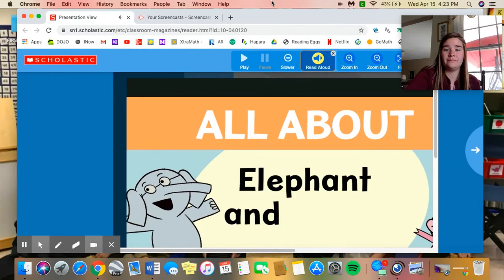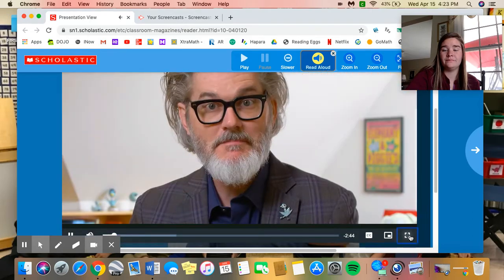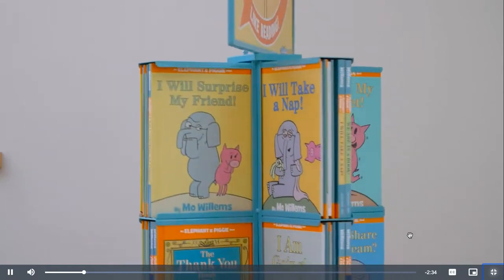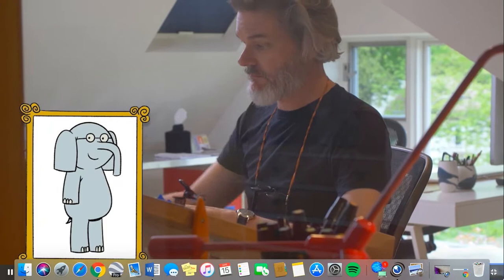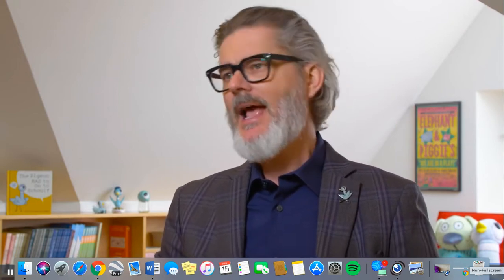All about Elephant and Piggy with Mo Willems. Hi, my name is Mo Willems, and I make books. Elephant and Piggy are the first characters that I purposely designed to be in a series. I knew I was going to make more than one Elephant and Piggy book, and so that meant I had to cast my main characters, like you cast a TV show. Well, Elephant came first. I knew who Elephant was. I had been drawing Elephant Gerald for about a year. Every night when we have dinner, we draw on the dining room table on a piece of paper. And so this elephant had come up. I got a sense of its personality.